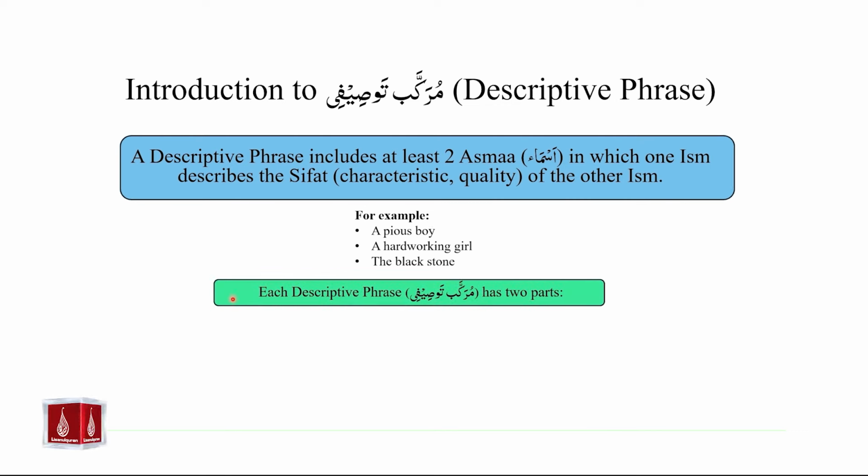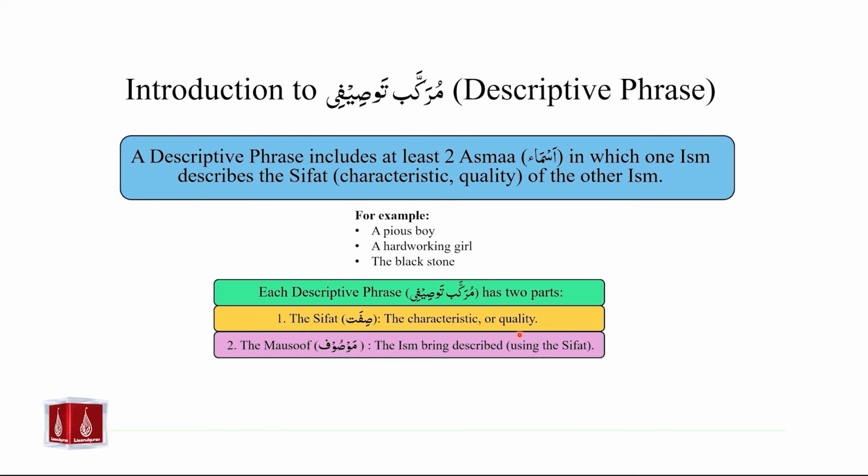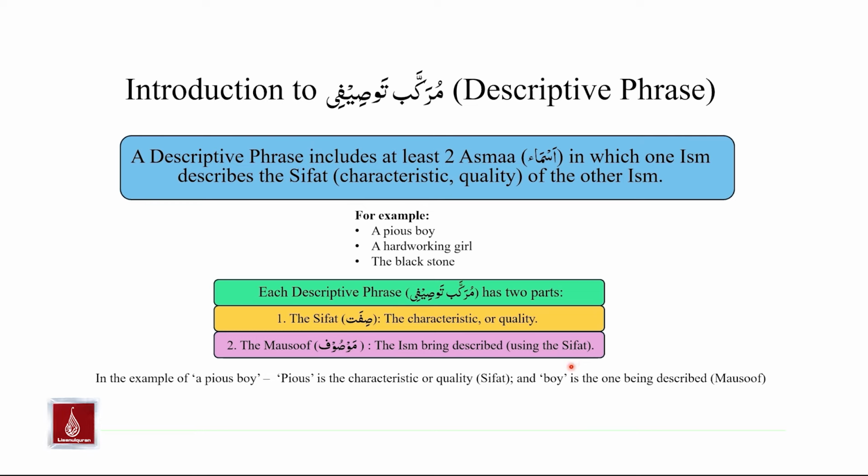Each descriptive phrase or murakkab tawsifi has two parts. The first part is called the sifat, which is the characteristic or the quality. And the second part is called the Mosuf. Mosuf is the ism which is being described using the sifat. For example, a pious boy. Pious is the characteristic, quality or sifat, and boy is the one being described or Mosuf.